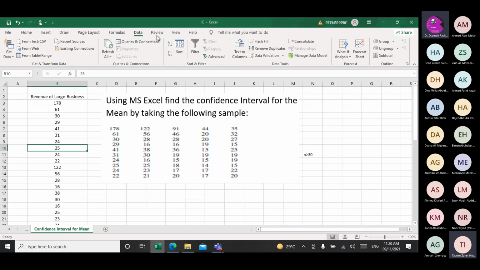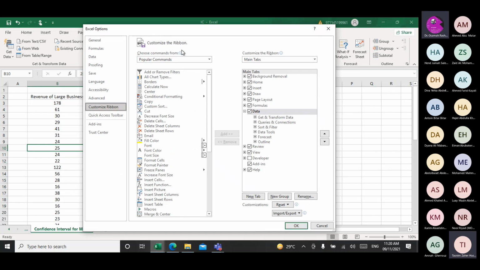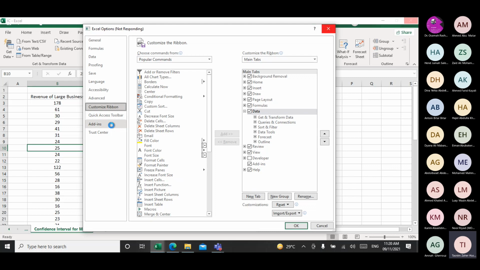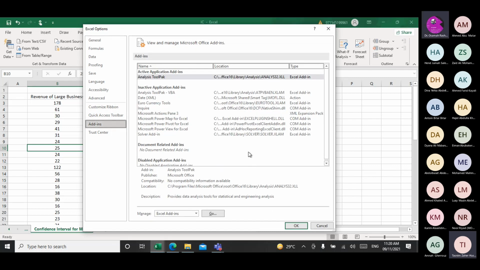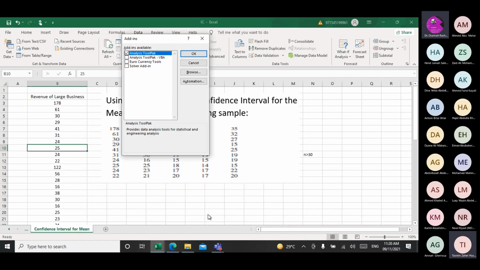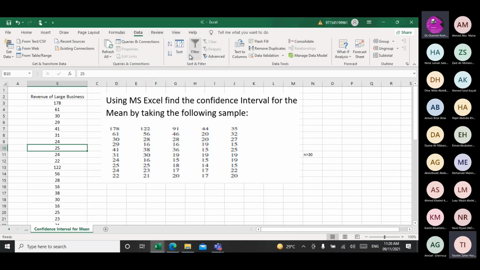Customize. No. Click away of this. Yes, okay. Add-ins in the left-hand side. Yeah. Go, press Go. It is already ticked, right? Press OK. Now go for Data. Yeah, that is Data. Ah, I got it. Just escape from this cell number 10. Just make escape. Okay, now go for Data.